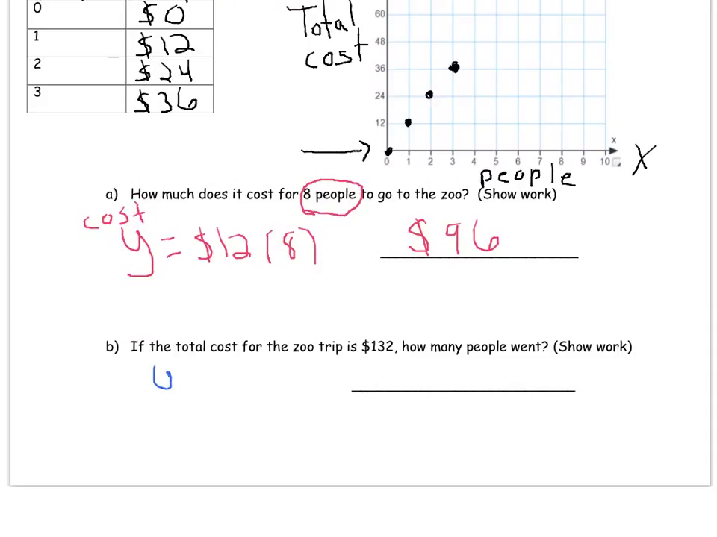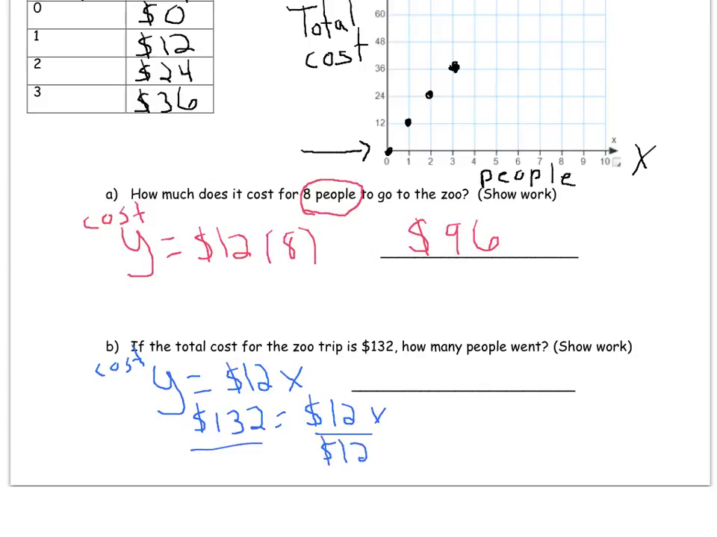If we use our equation, our cost is y, and that's equal to 12 times x. X is the number of people. $132 is equal to 12x. So to solve for x, if we divide by 12, when we do 132 divided by 12, we find that x is equal to 11. So a trip that's $132 means there are 11 people at the zoo.